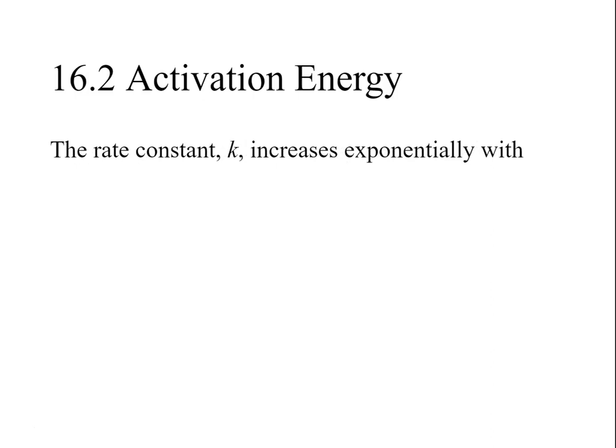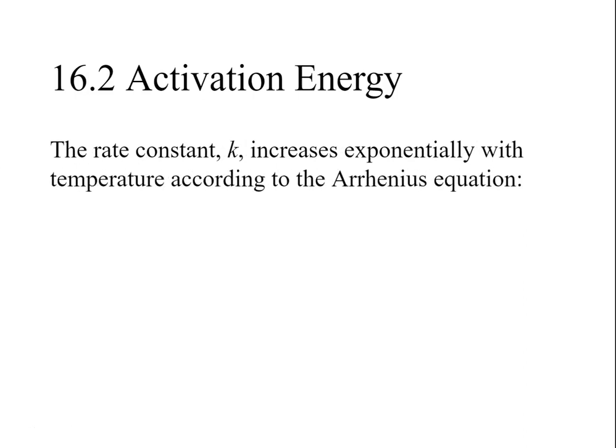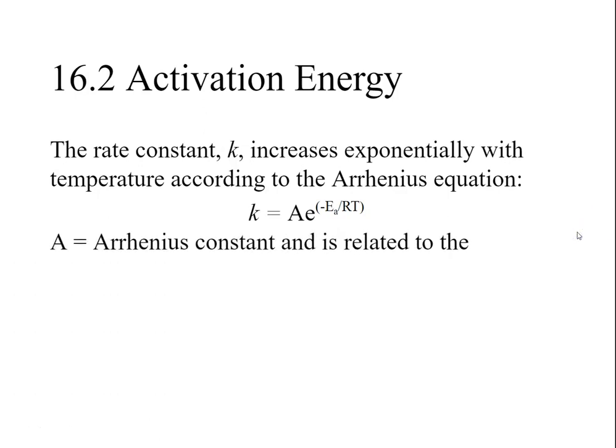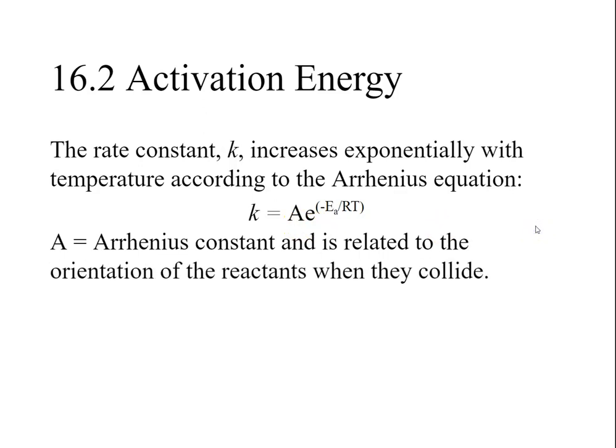The rate constant, K, increases exponentially with the temperature according to what's called the Arrhenius equation. And there it is. A is called the Arrhenius constant. He named it after himself, very modest of him. And it's related to the orientation of the reactants when they collide.